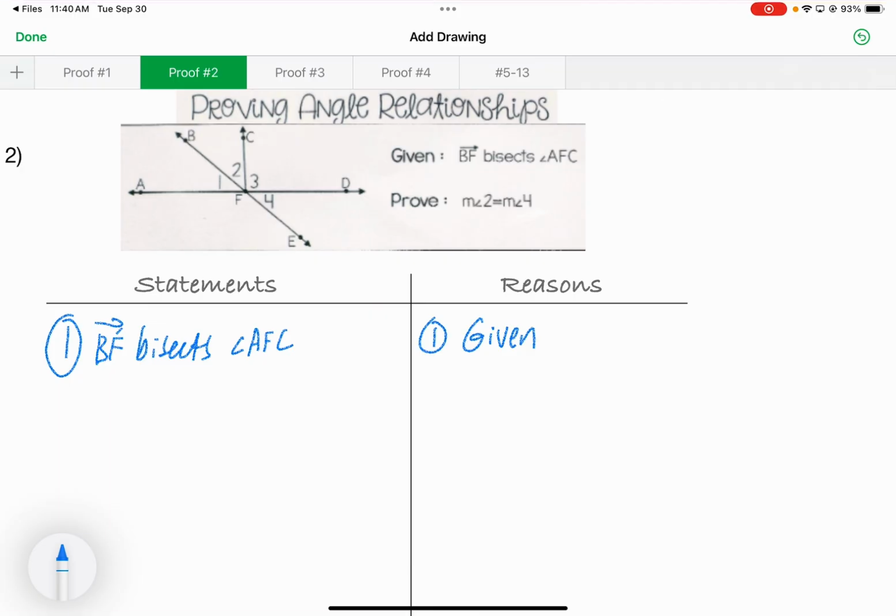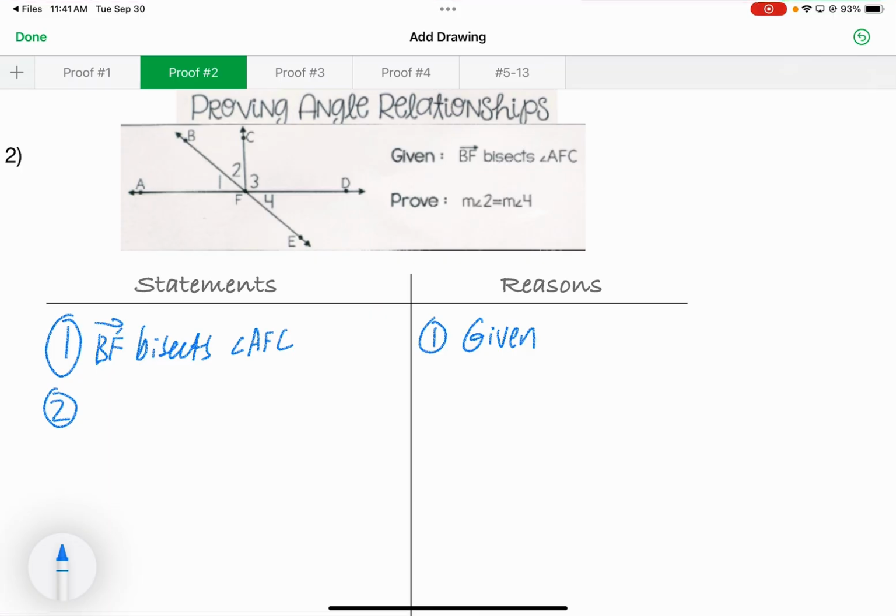All right, ray BF bisects angle AFC. Listed are givens. What's our next step? Definition of angle bisector. Good. So, vocab in the given. In this case, I have it. I know an angle's being bisected. So then what would that be?